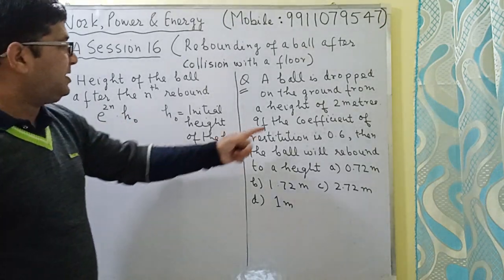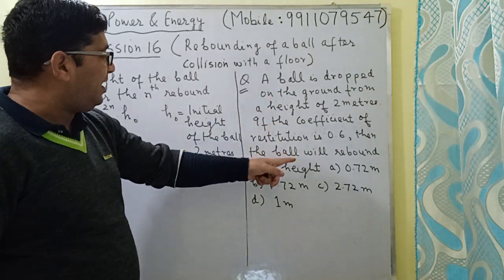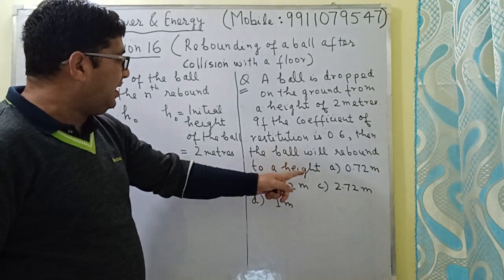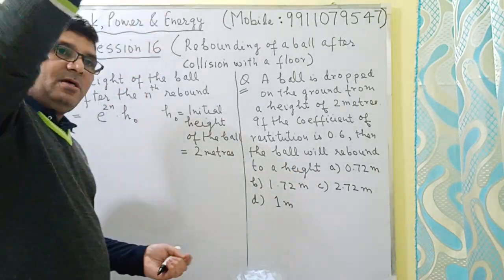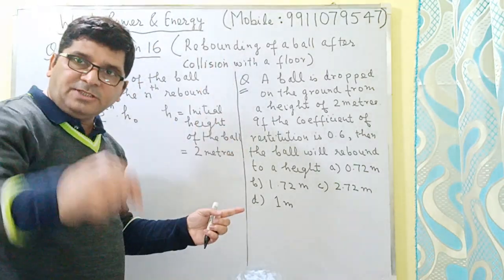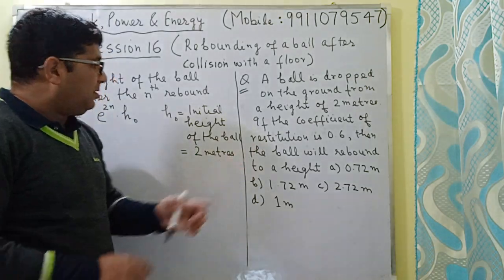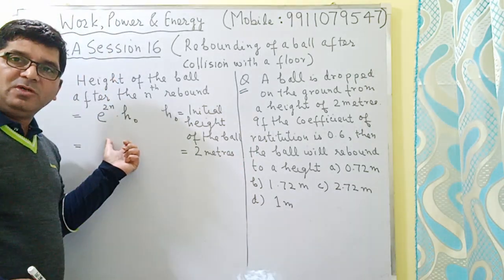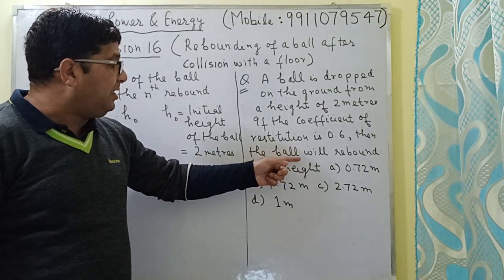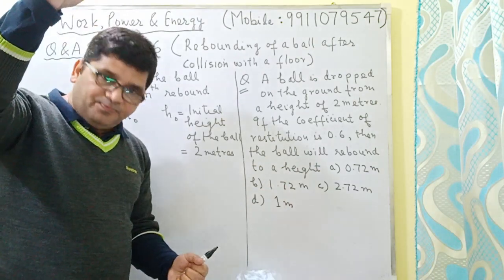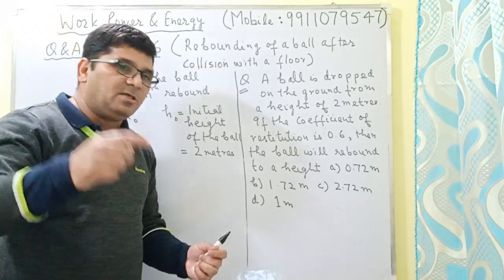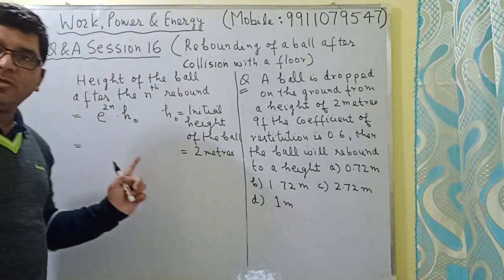Now in this question, we have to find the height to which the ball will rebound. Rebound means a ball is dropped from a certain height, it will touch the floor and then it will rebound. So here the value of n will be equal to 1, because we have to find the height to which the ball will rebound.